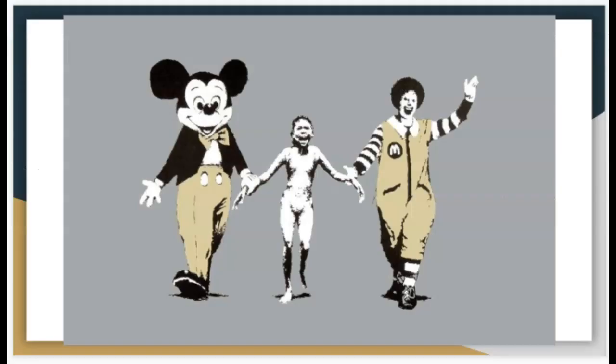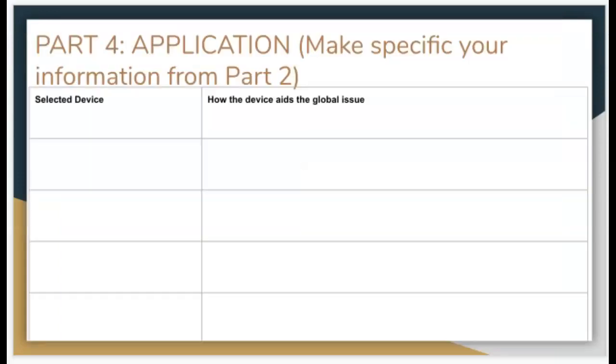So now that you're done with your claim, we're going to move on to part 4, which is the application. For part 4, you are going to look at the devices that you had earlier, what we did in part 1, and you are going to talk about how each device specifically aids that global issue and creates that claim that you have decided on.